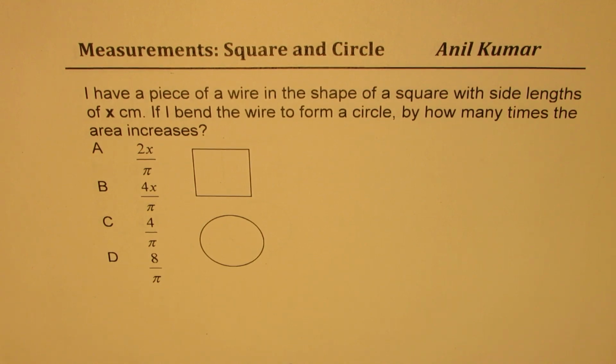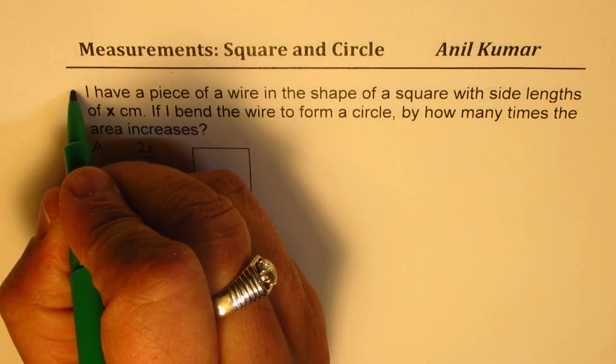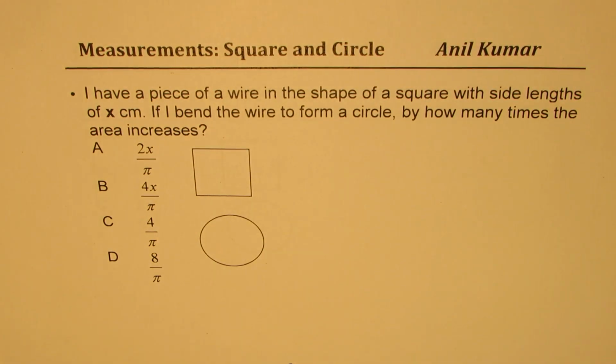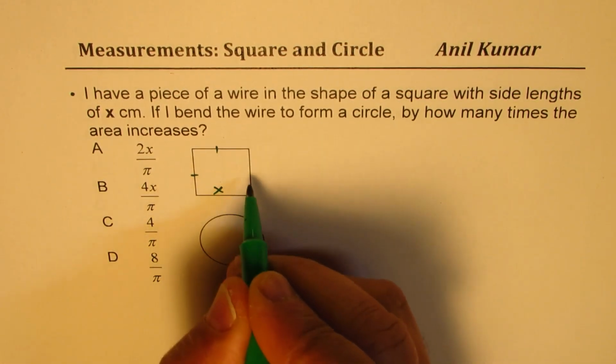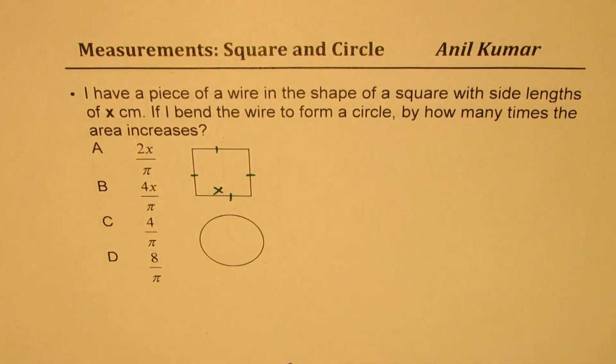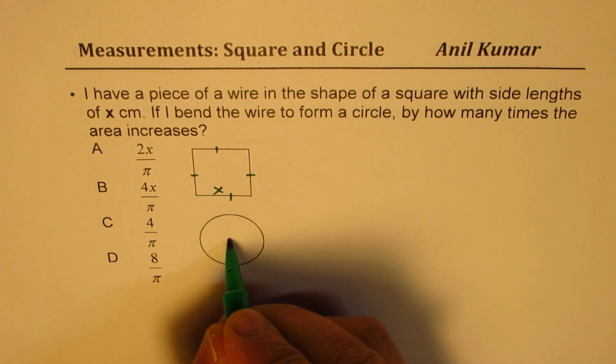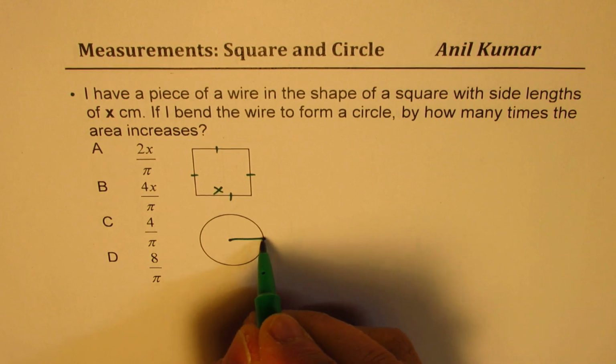So the very first question here is, I have a piece of wire in the shape of a square with side lengths of x centimeter. So this is a square, each side is x centimeter. If I bend the wire in the form of a circle, by how many times does the area increase? So I'm bending this to form a circle.